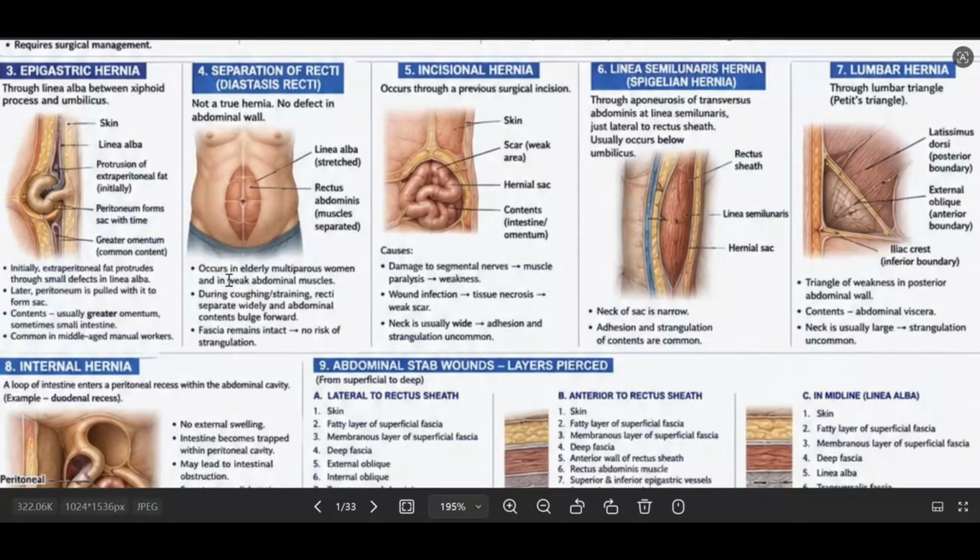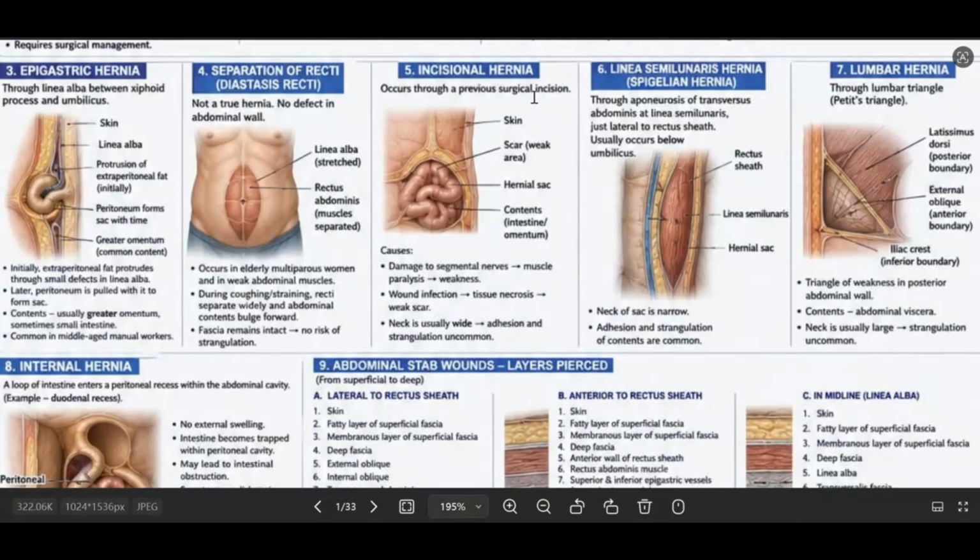Okay. Now let's move towards the next hernia, that is the incisional hernia. The incisional hernia occurs through a previous surgical incision, because sometimes a surgical incision was given during a previous surgery of a patient, but it was not properly treated, so that can lead to the incisional hernia.